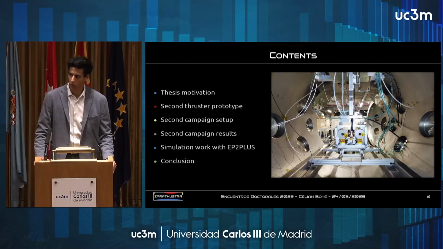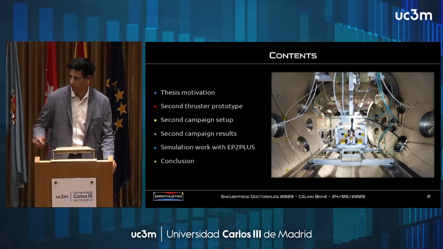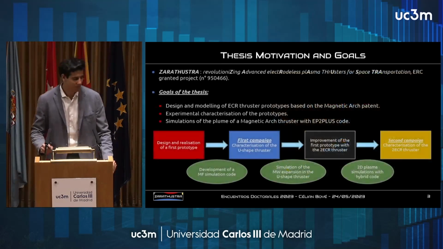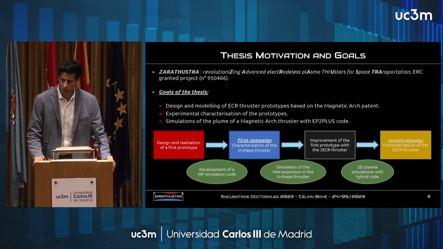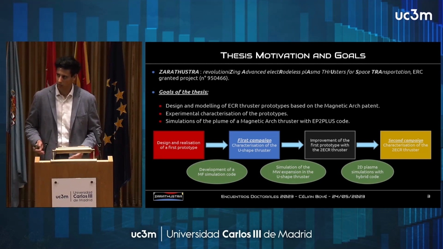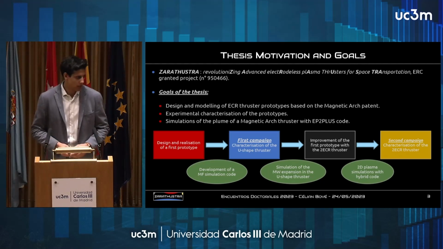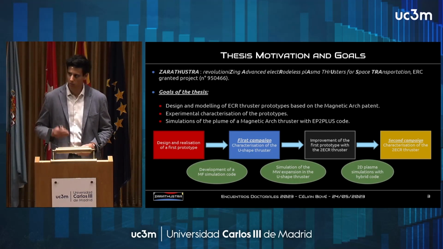And I will just briefly go through my work in EP2+, led also by Matteo Guaita, present here. So, Zarathustra, which is revolutionizing advanced plasma thrusters for space transportation, is an ERC granted project led by Mario Merino, and I'm in charge of developing and designing the ECR thruster prototype, which is based on a magnetic arch patent that Mario has developed. I'm also in charge of making all the characterization experimentally, and I'm doing some simulations with a hybrid code, EP2+, developed by the EP2 team, to make the simulations on the plasma arch outside of the thruster.